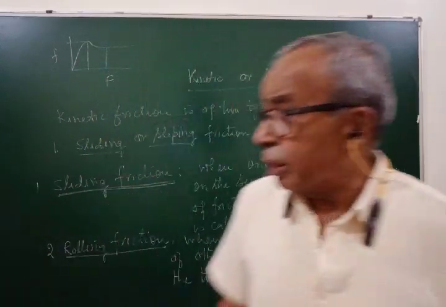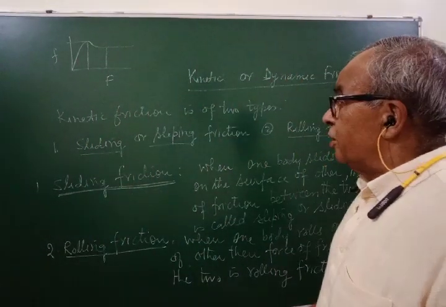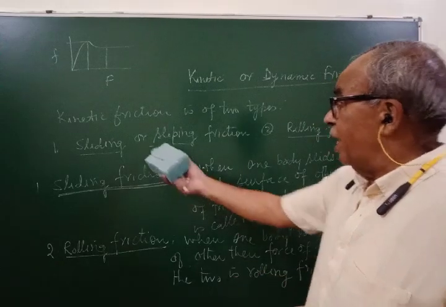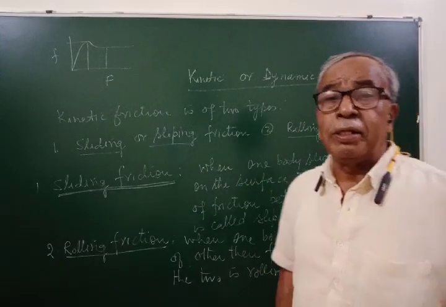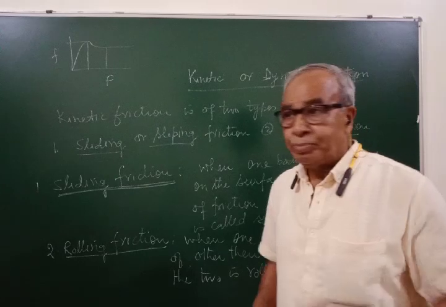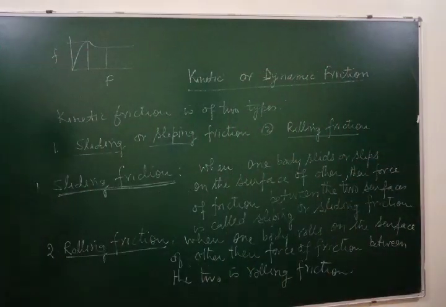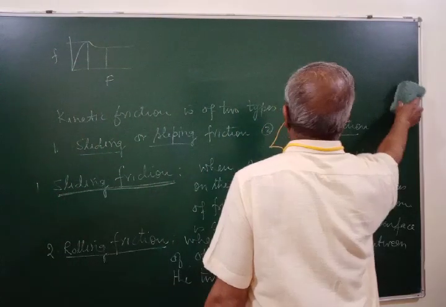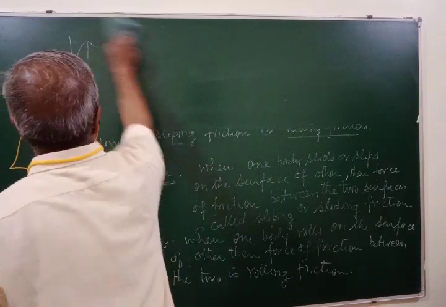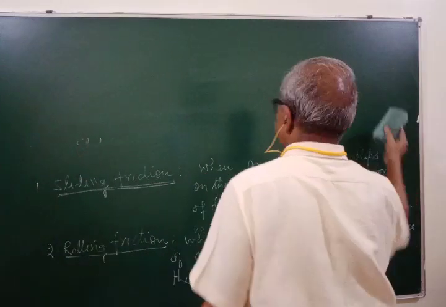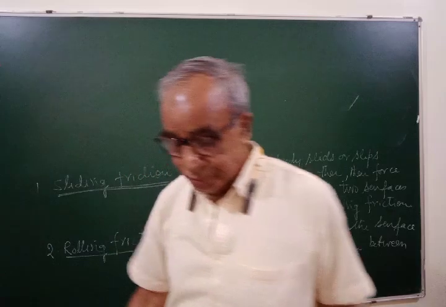It is very important to know here that sliding friction or slipping friction is very much greater than rolling friction. स्लाइडिंग फ्रिक्शन जो है वो बहुत ज़्यादा होता है, रोलिंग छोटा होता है, रोलिंग फ्रिक्शन.